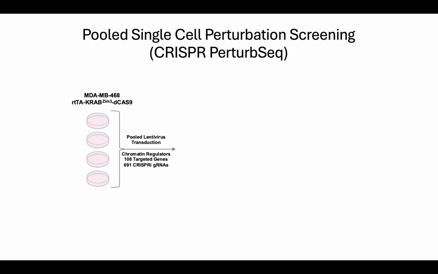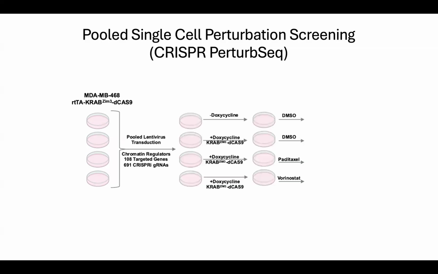And so once we transduce our cells, we then, in the MDA experiment, also treat the cells with different drugs, including DMSO, paclitaxel, and vorinostat, to try to understand not only what the perturbations do, but what these drug perturbations do on top of this. And so once this experiment is run, we'll place these cells into our single cell pipeline and then try to analyze them downstream.